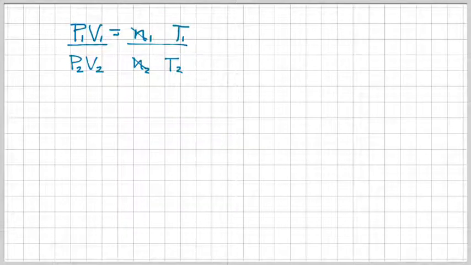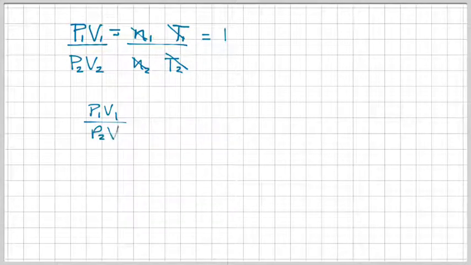And if the temperature doesn't change, T1 and T2 are the same. All that canceled out. So what is this right side equal to? 1. Okay, so now we've got P1V1 over P2V2 equals 1. Well, if we multiply both sides by P2V2, we get P1V1 equals P2V2.